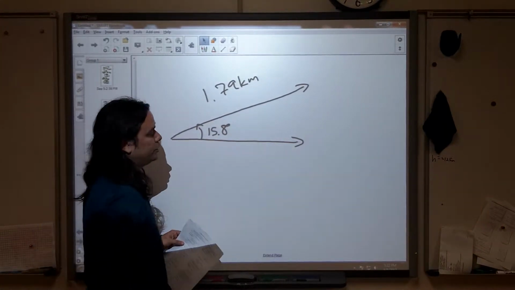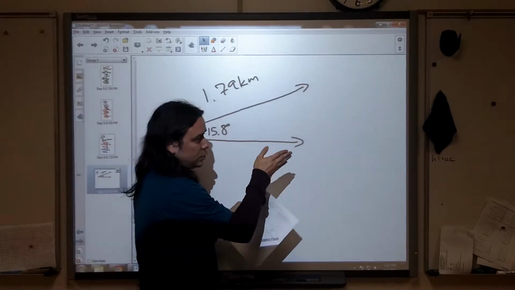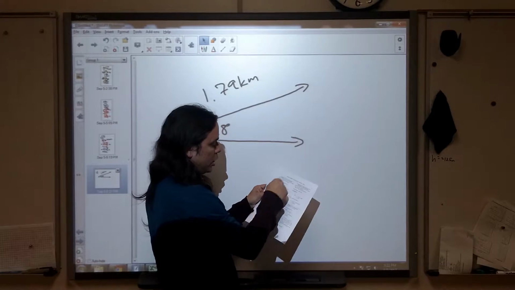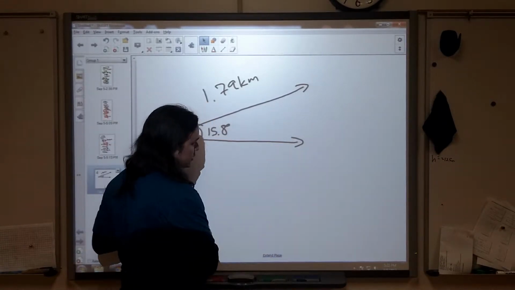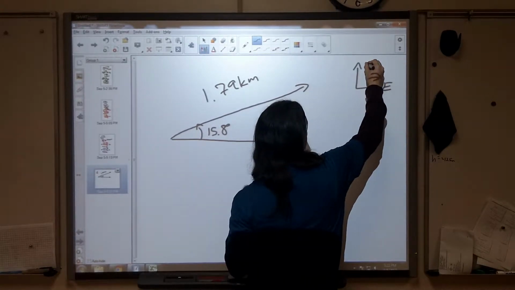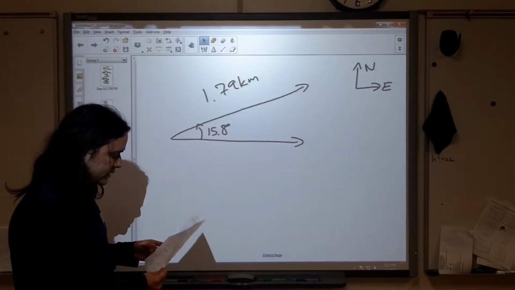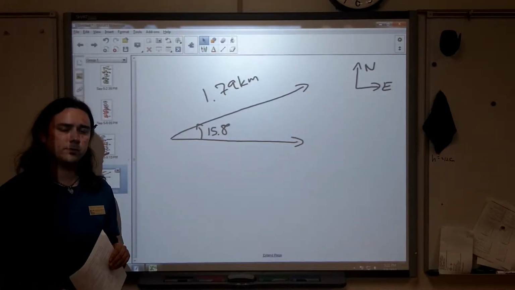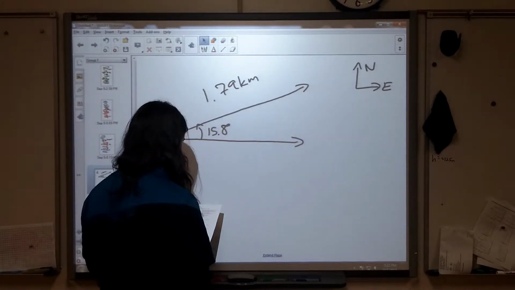North of east, whenever you're using that notation, whatever the second one is, so east, you would start pointing that way, and then you would go however many degrees, 15.8 north of that. So to put that in perspective, usually on maps, to the right is east and up is north. We talked about that a little bit in class. I don't prefer using that notation, but it does show up in real life applications. So I thought this would be a good one for us to look at.